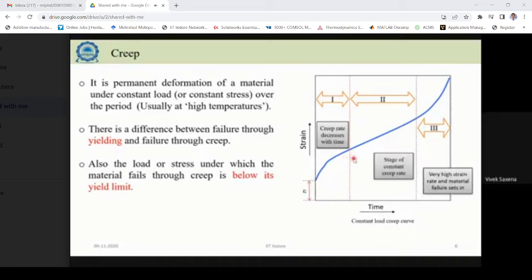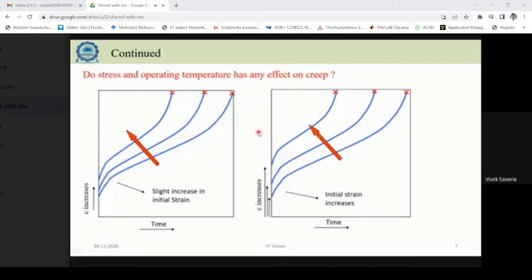And in the third stage, the rate of strain increases at a very high rate, and usually the material fails. Here I will be discussing the effects of temperature as well as stress increment on the creep and on the creep failure.